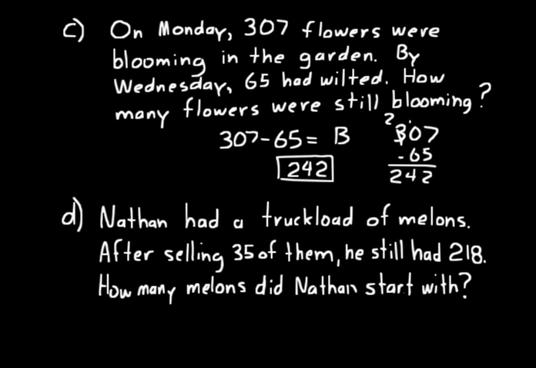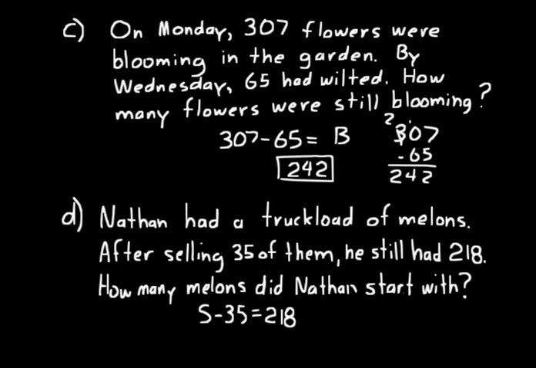Think about the question that they're asking. How many melons did Nathan start with? So if we're doing subtraction, we start with the big number. The biggest number would be the one that he started with. And we'll just say S for start. Sold 35 of them, so 35 went away. And after that, there were still 218. So there's our formula. S minus 35 equals 218.